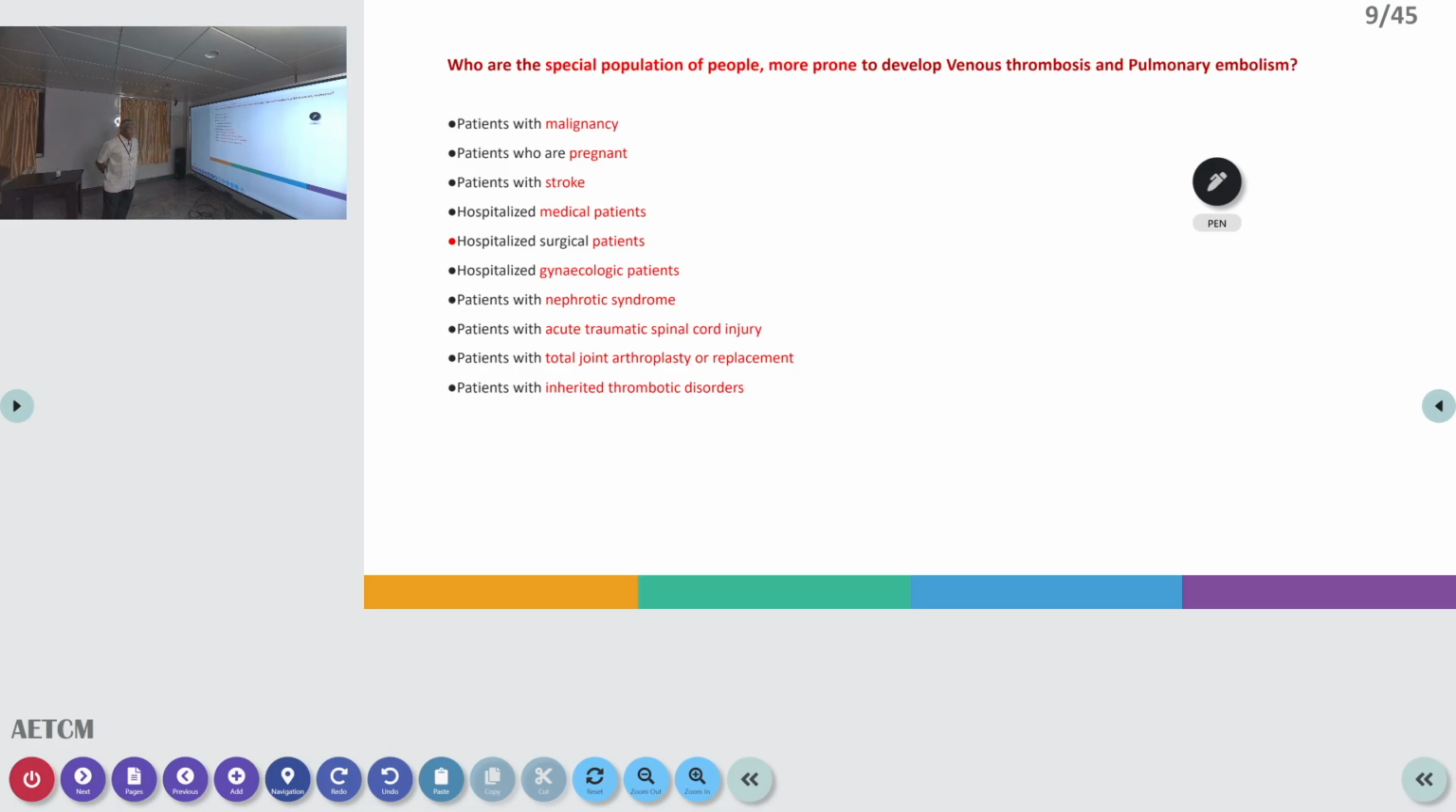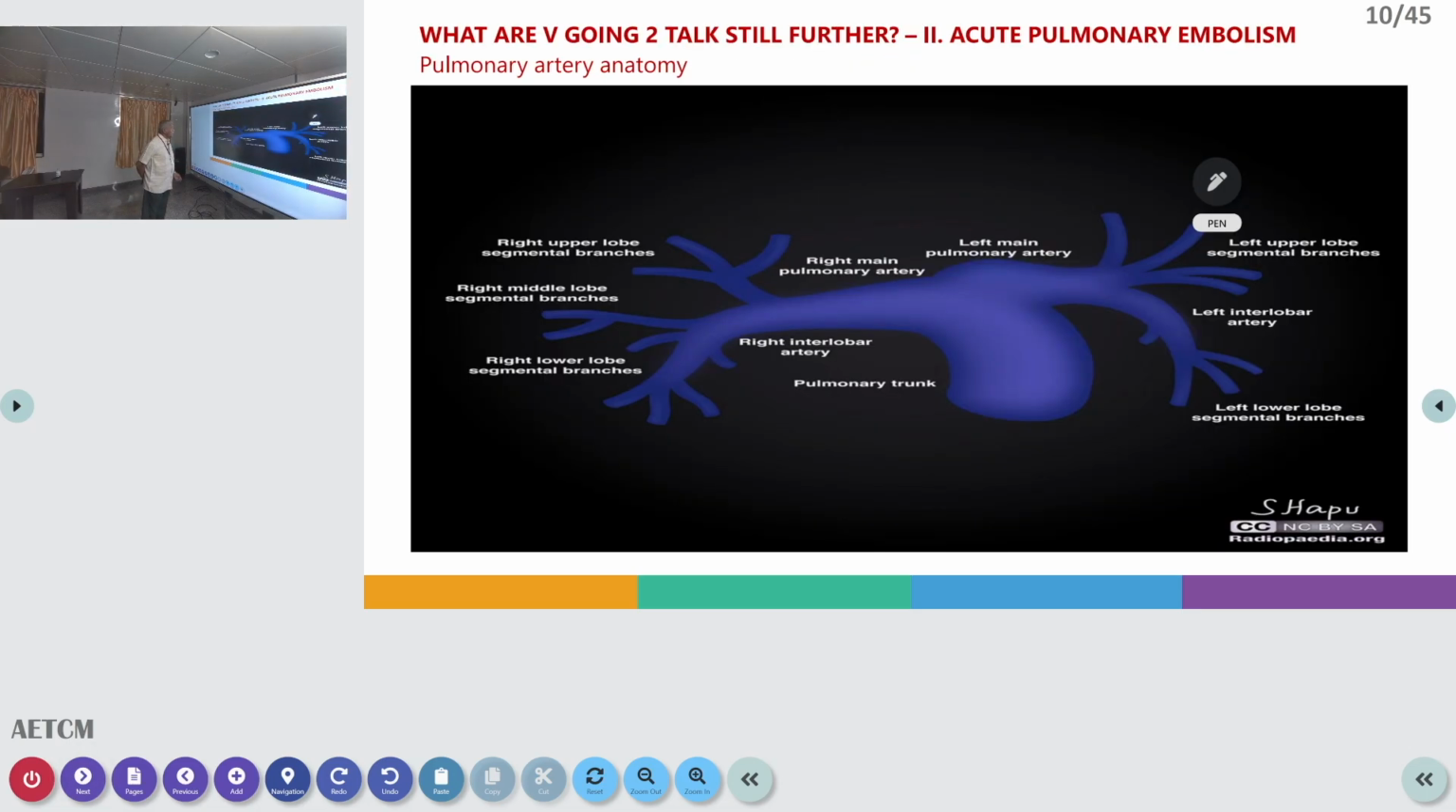And there are certain special populations who are more prone to develop venous thrombosis and hence pulmonary embolism: patients with malignancy, pregnant ladies, stroke patients, certain medical condition patients, surgical patients, and nephrotic syndrome. These are some of the population groups which are more prone to development of thrombus.